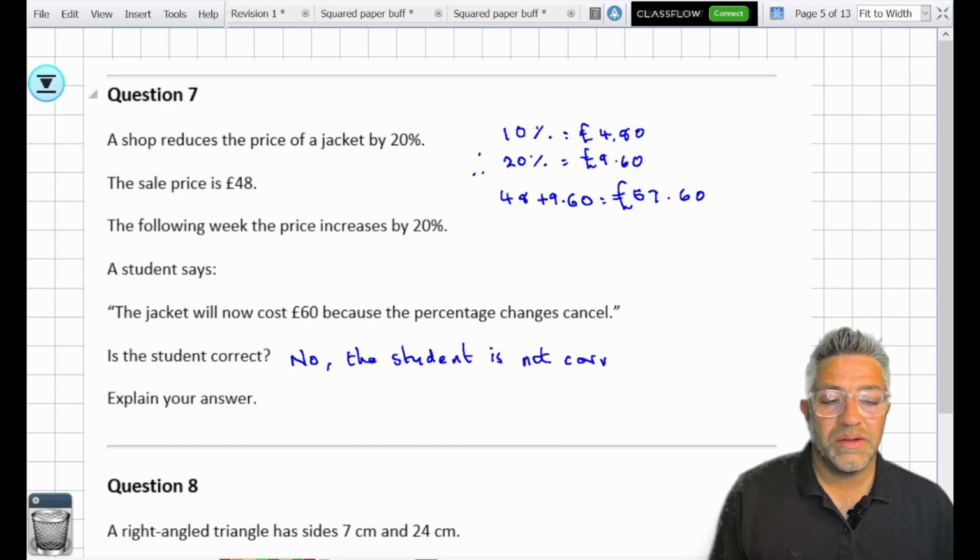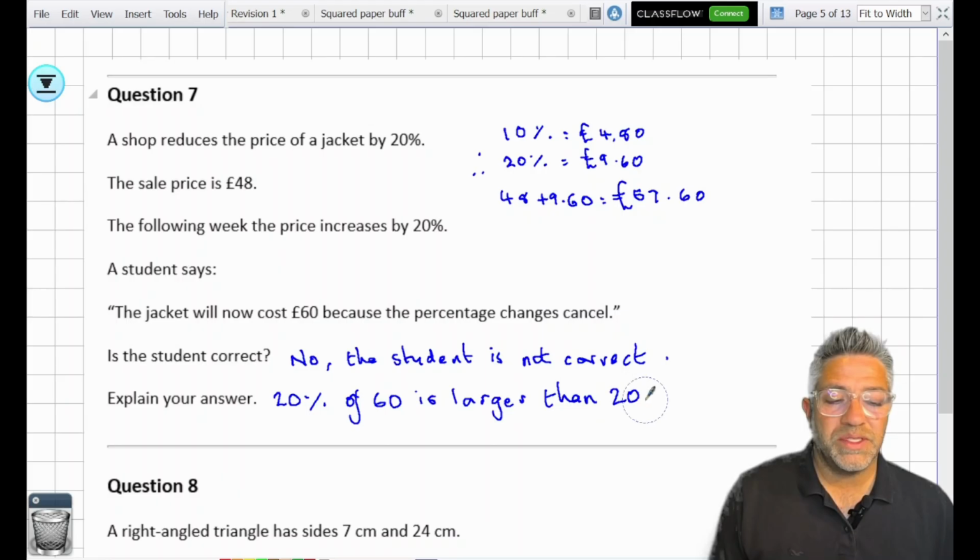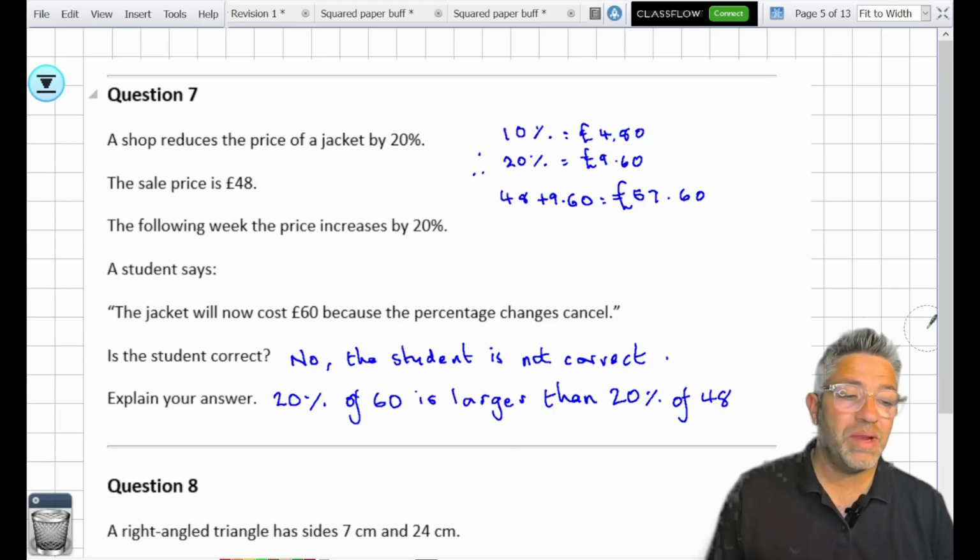Correct. Explain your answer. 20% of 60 is larger than 20% of 48. Again, making sure we explain the answer.